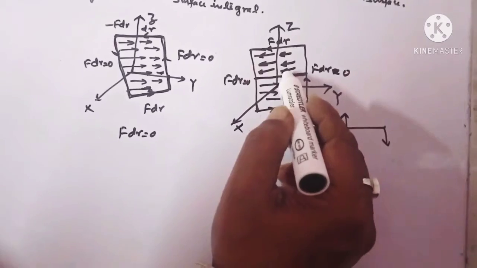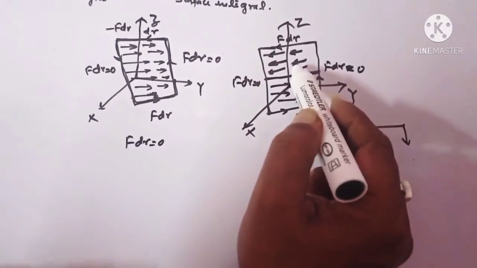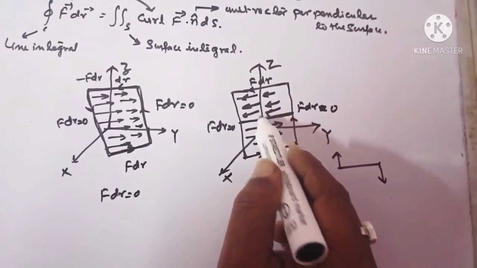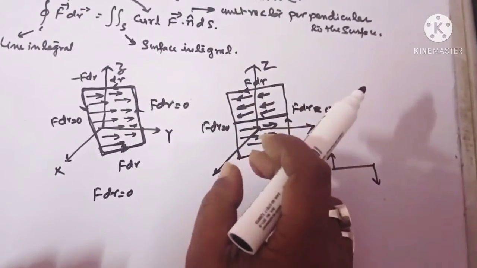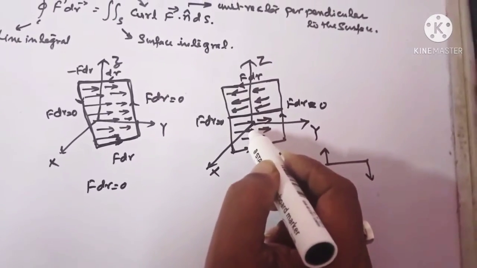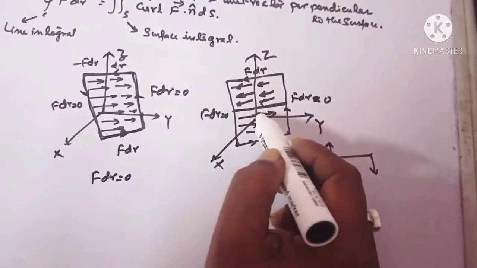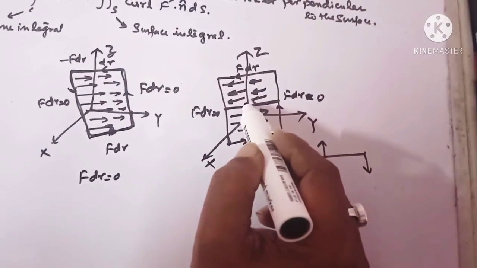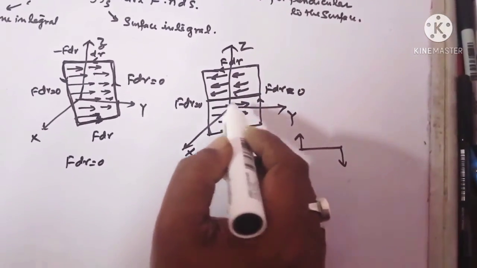So here the vector creates a spinning action. If anything is kept here, the vector will try to curl it, to spin it. So this is curl of F. Because they are in opposite direction, if you keep anything here, this vector will try to spin it, to rotate it, to curl it. So this is curl F.